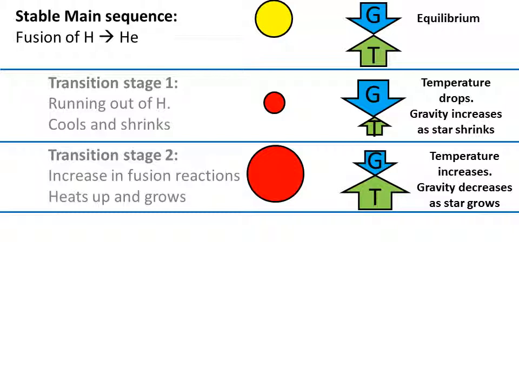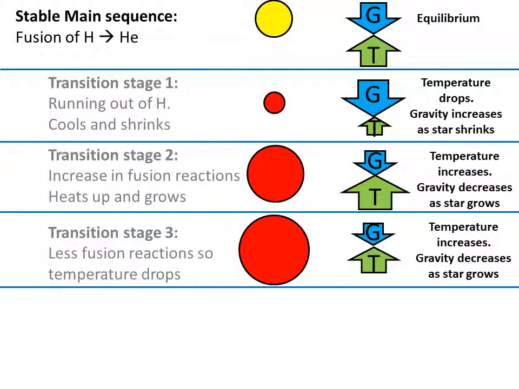As this star is collapsing, falling in on itself, we get more fusion. We start getting helium fusing into lithium and larger elements. So the star starts to heat up and it starts to grow. Now, on the right hand side there, temperature is bigger than gravity, so it's going to grow. It swells out past the original size, out to a new equilibrium.